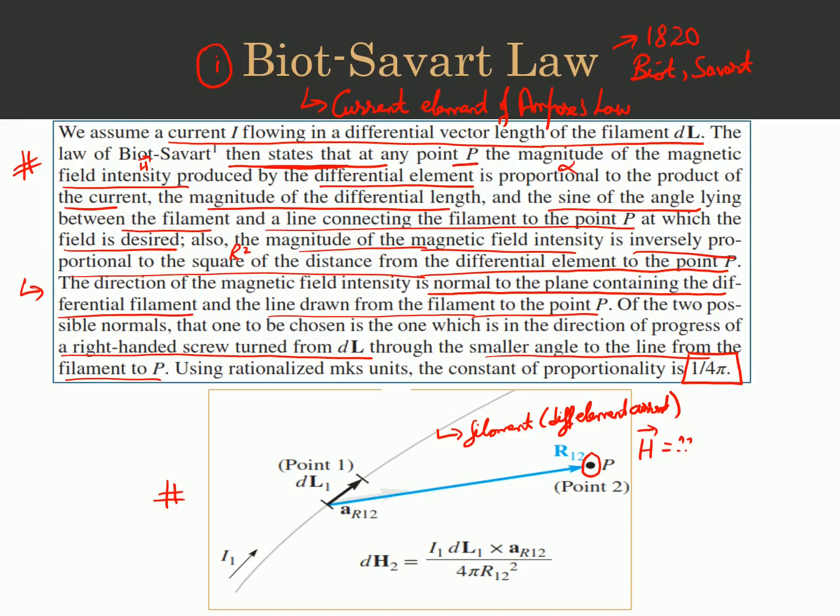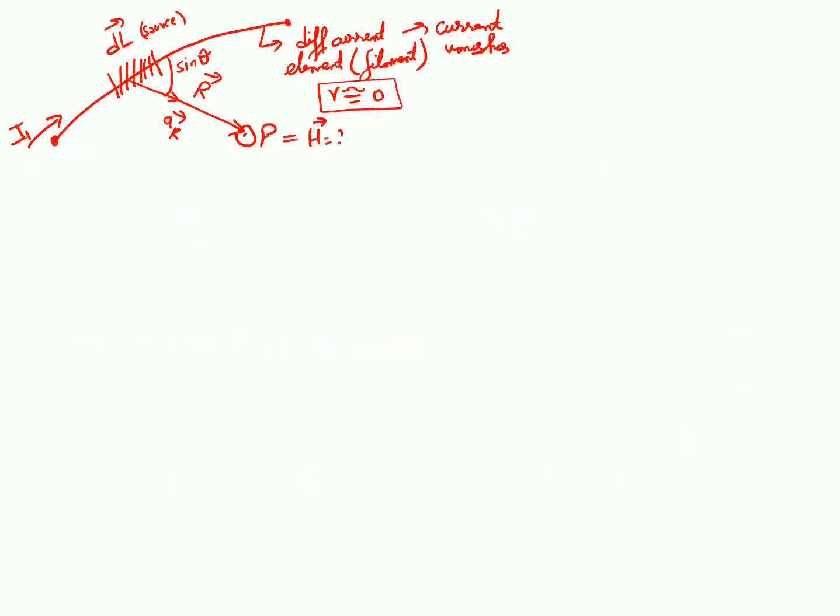So what the definition is saying now, let's complete it mathematically so that we can write it. So mathematically, if we want to find the magnetic field intensity at any point, why am I writing dH? Because we have selected a smaller region dL, so that's why the magnetic field at this point will be dH.